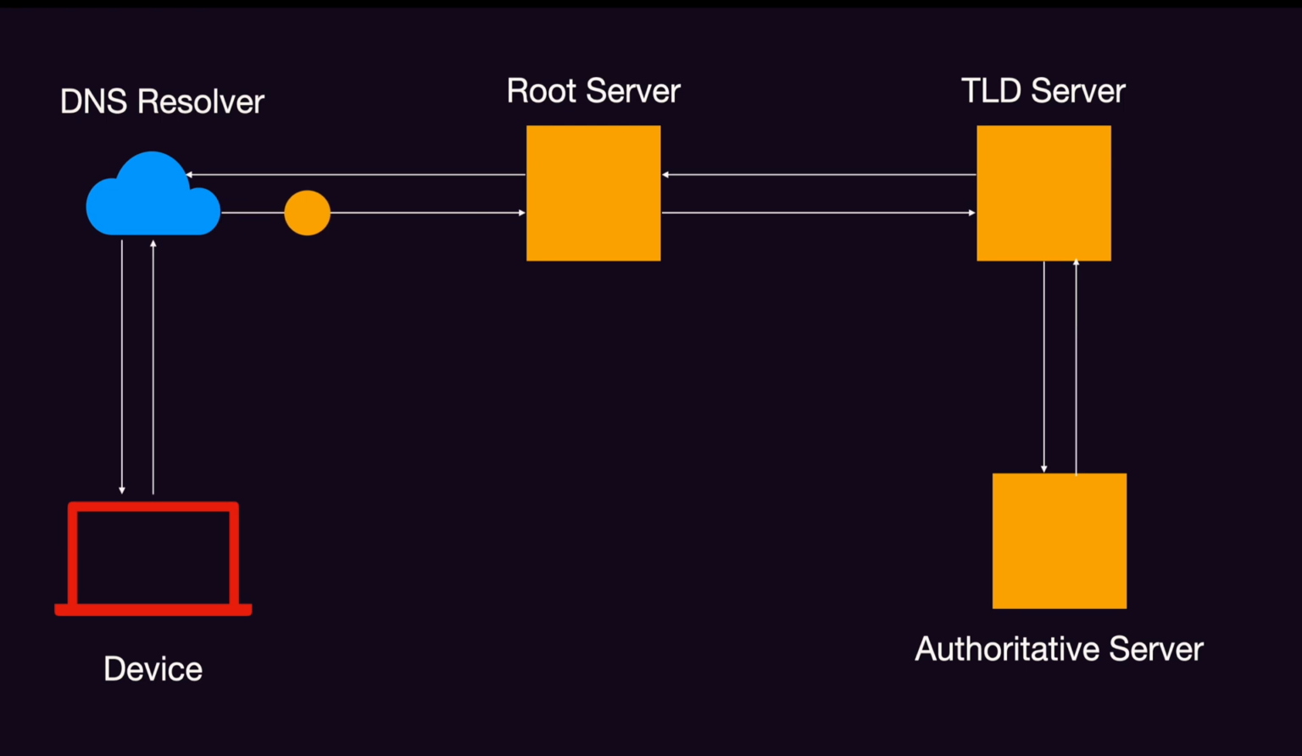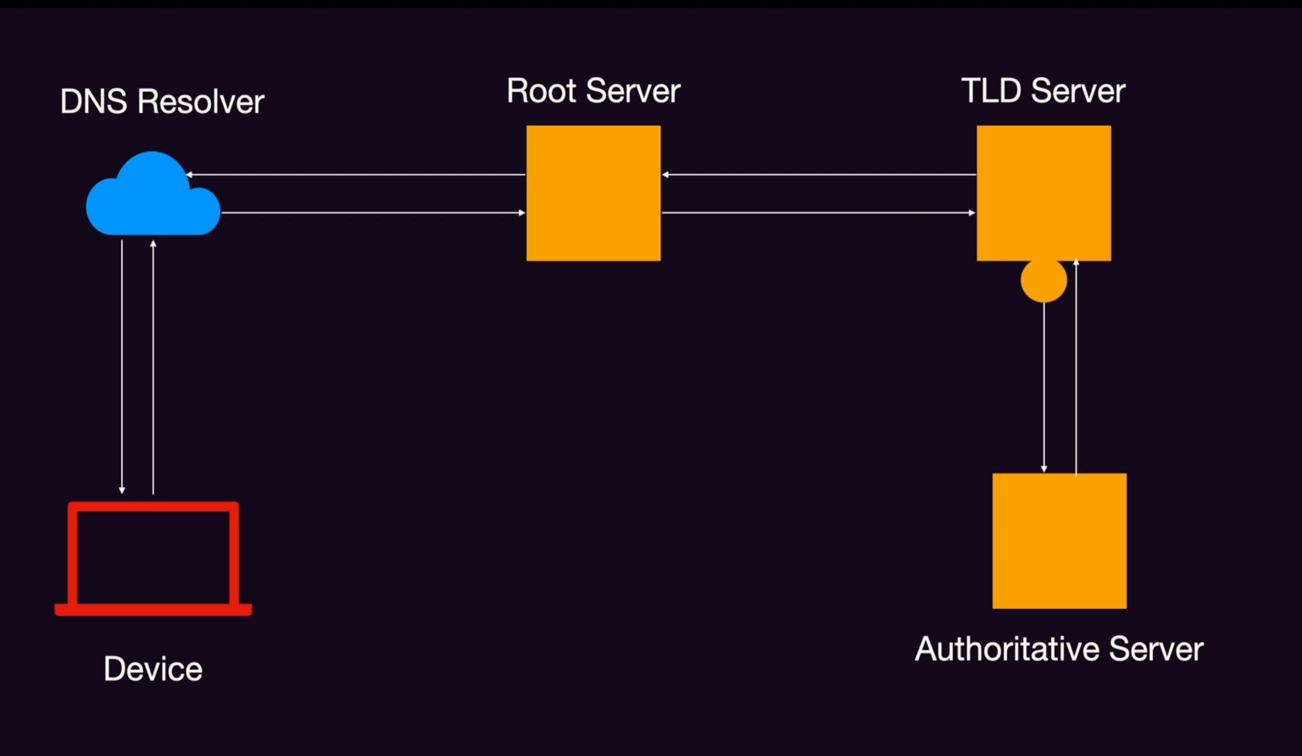Starting from the root name server, the top of the DNS hierarchy, it doesn't know the final IP but tells which server handles the TLDs like .com, .org or .net. Then it moves to the TLD name server that is responsible for all domains with a specific extension. For www.google.com, the TLD server for .com is contacted. It replies with the address of the authoritative name server for google.com.